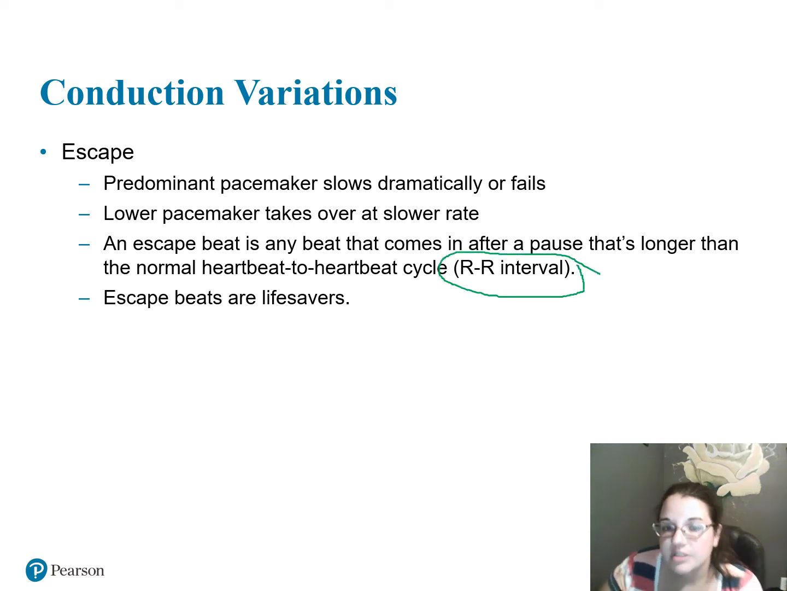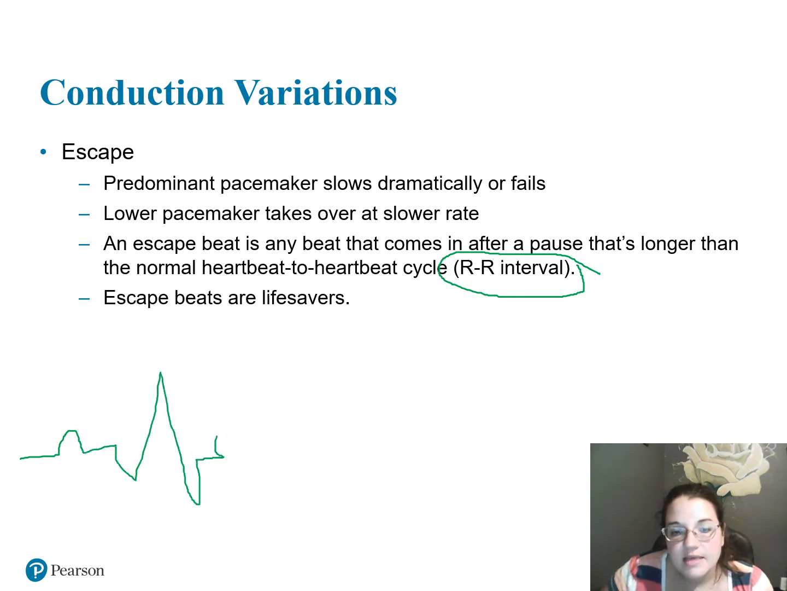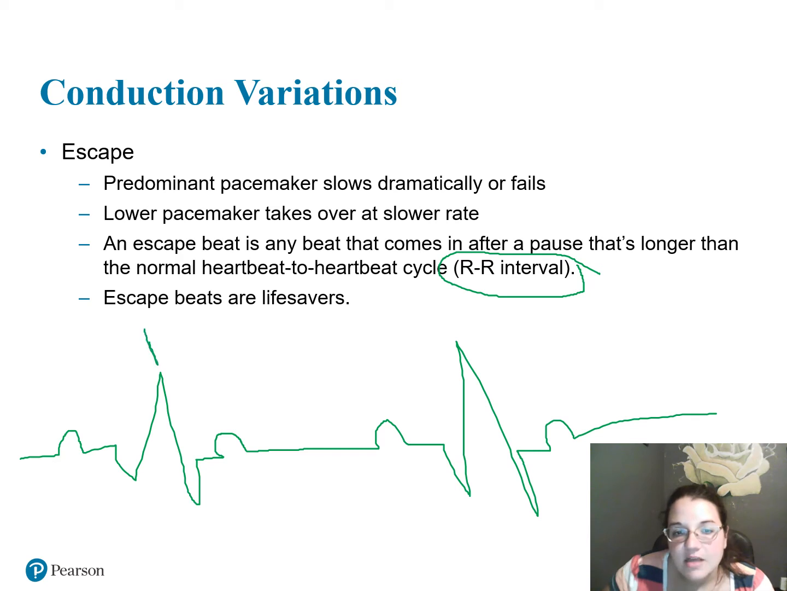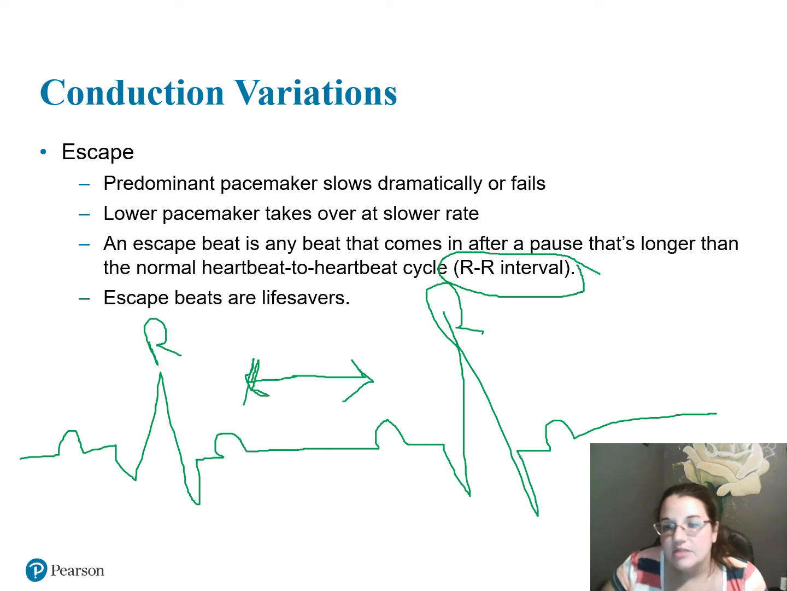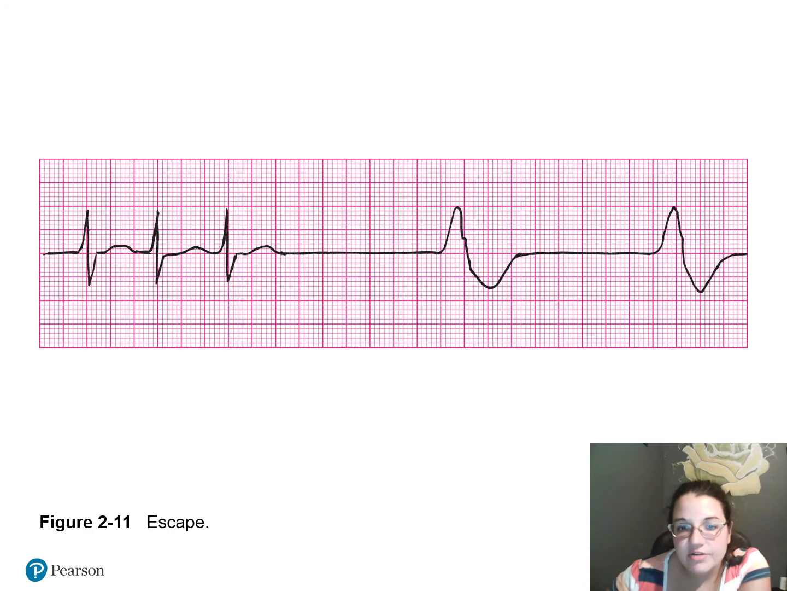This is important to know. So if we have a P, Q, R, S, and T baseline, P, Q, R, S, and T, this is called the R of my QRS. And the distance in between my two QRSs, my two beats, is known as my R to R interval. Your escape beats are your lifesavers.